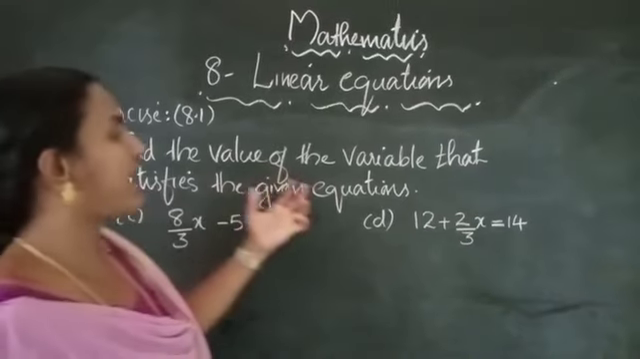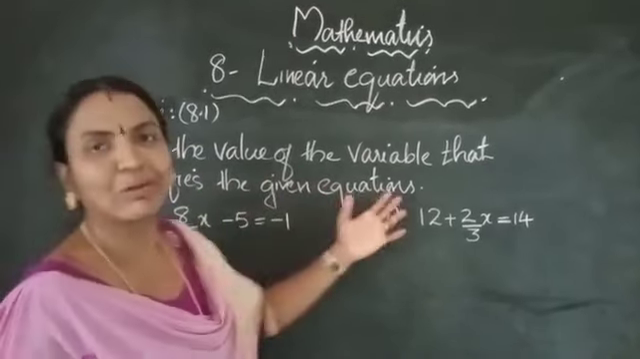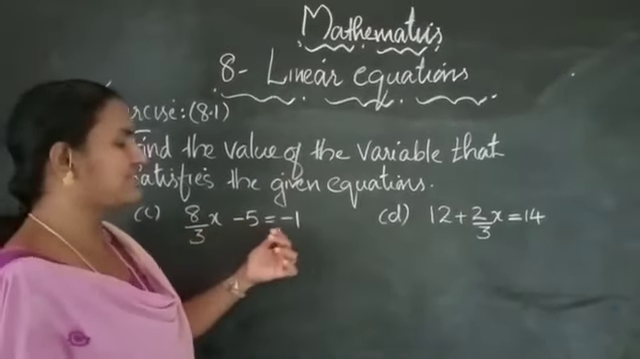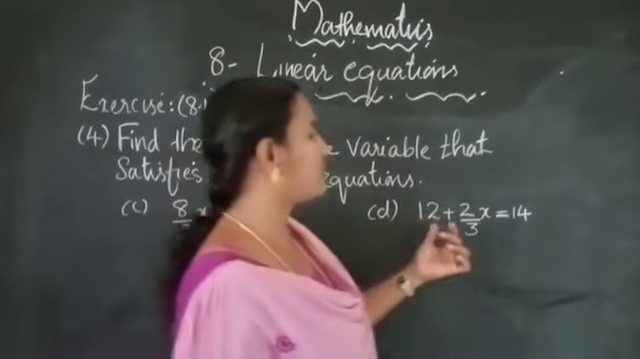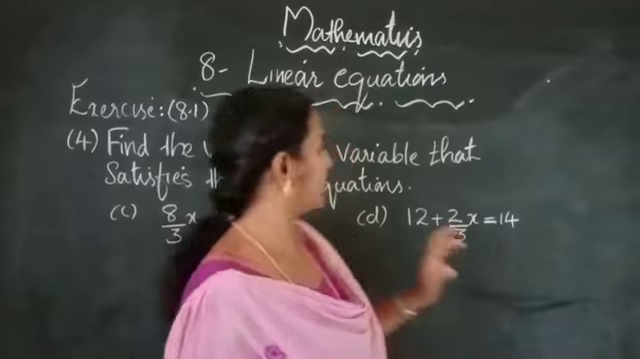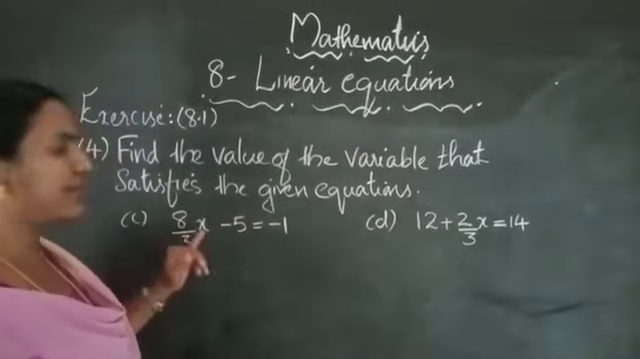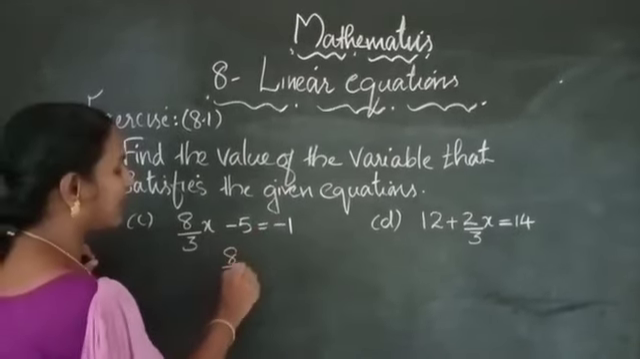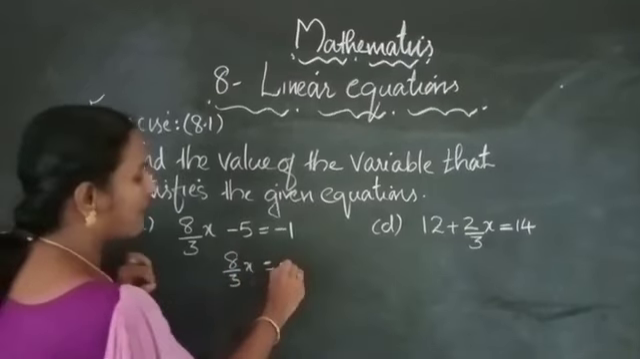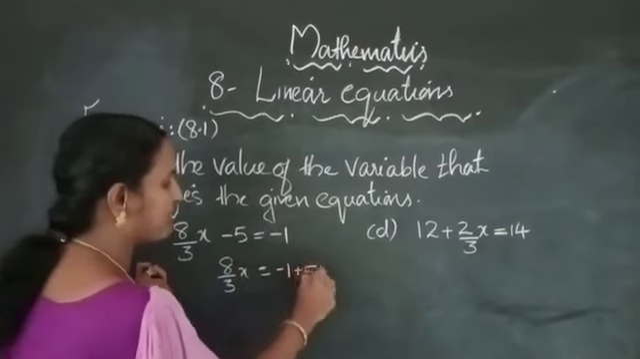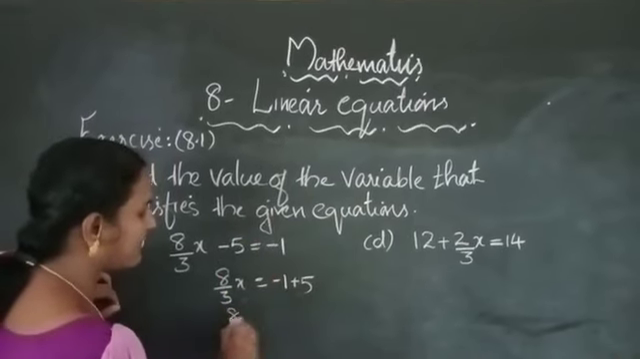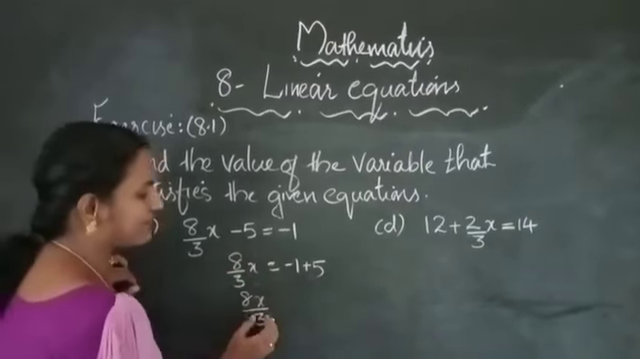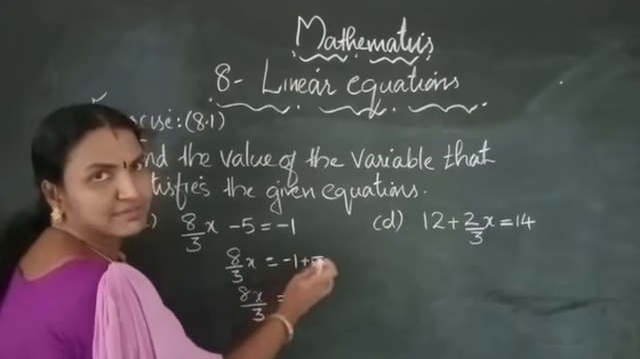Question number 4, find the value of the variable that satisfies the given equations. Option C, 8 by 3 into x minus 5 is equal to minus 1. Option D, 12 plus 2 by 3x is equal to 14. So we have to find the value of the variable x. First one, 8 by 3x minus 5 is equal to minus 1. So 8 by 3x is equal to minus 1 plus 5. Here minus 5, so plus 5. So 8 by 3x means 8x by 3, which is equal to minus 1 plus 5.